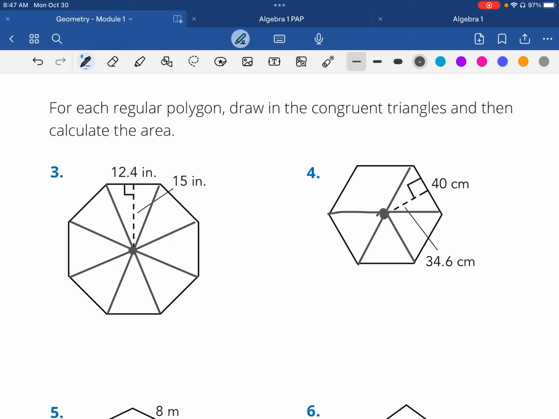It's always a good idea when you are using a formula to start with the formula. So I'm going to come down here and start with my formula for my triangle.